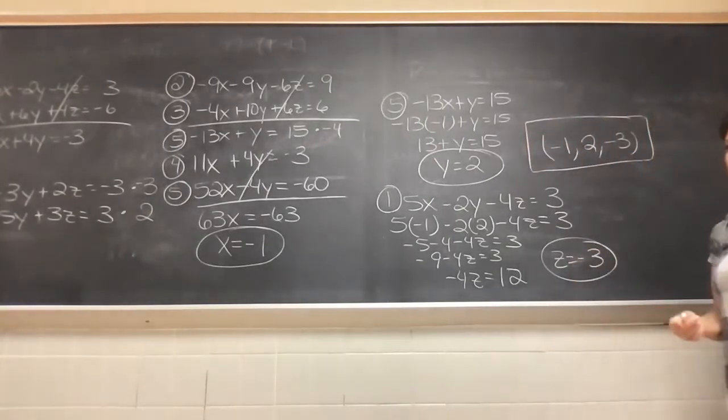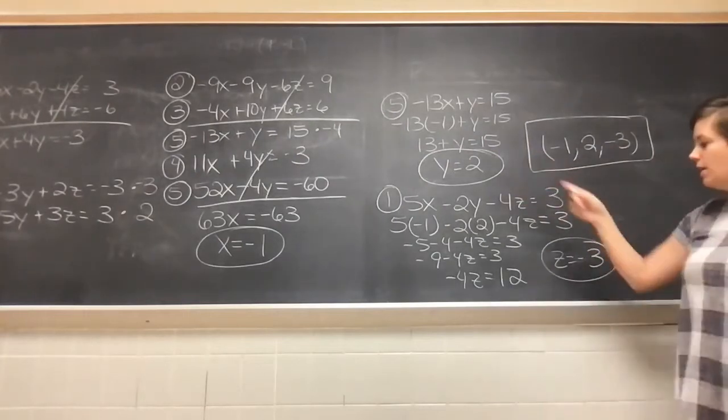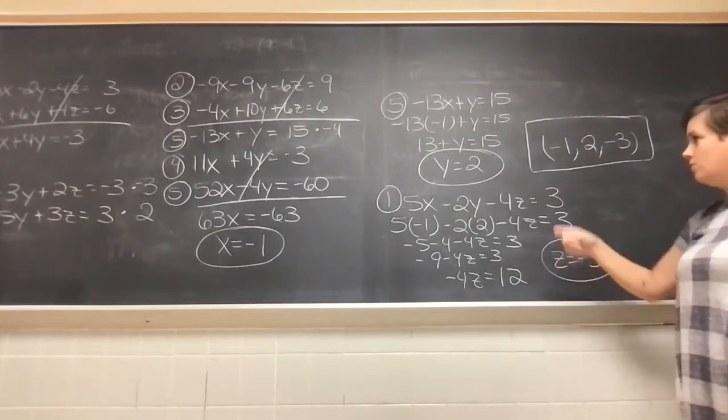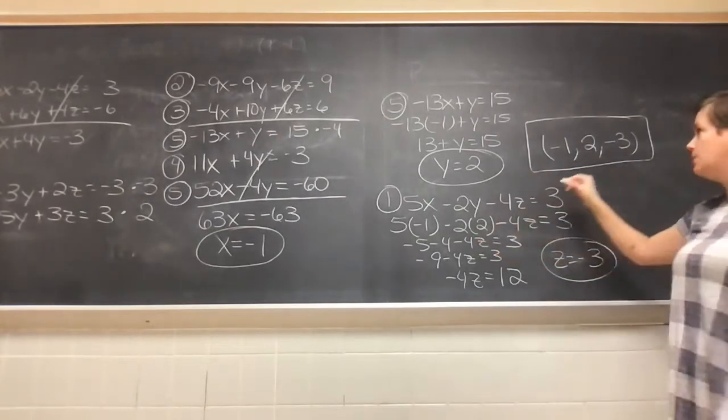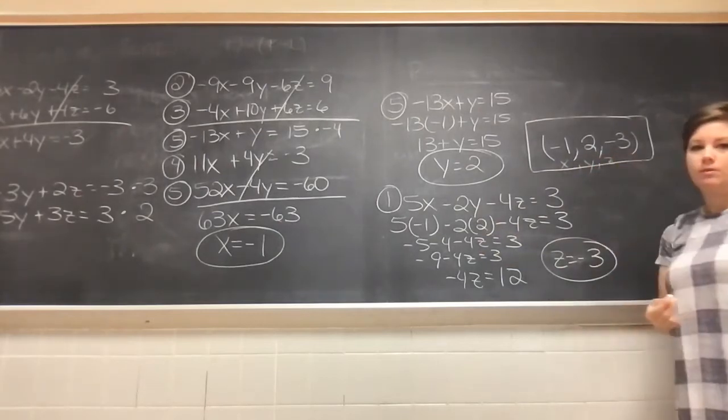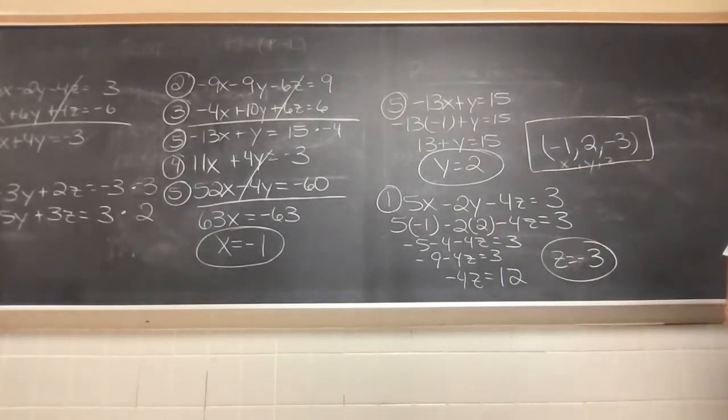Now, it just so happened that we found them in x, y, z form. It doesn't matter who would have found z first or y first or x first. Just make sure that when you write it, you write it in x, y, z form. So you have to keep track of those.